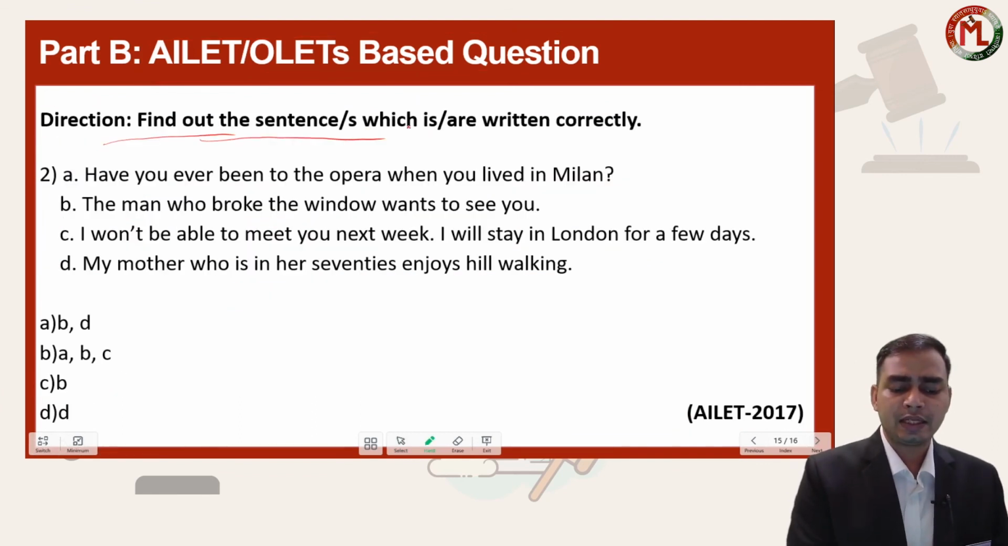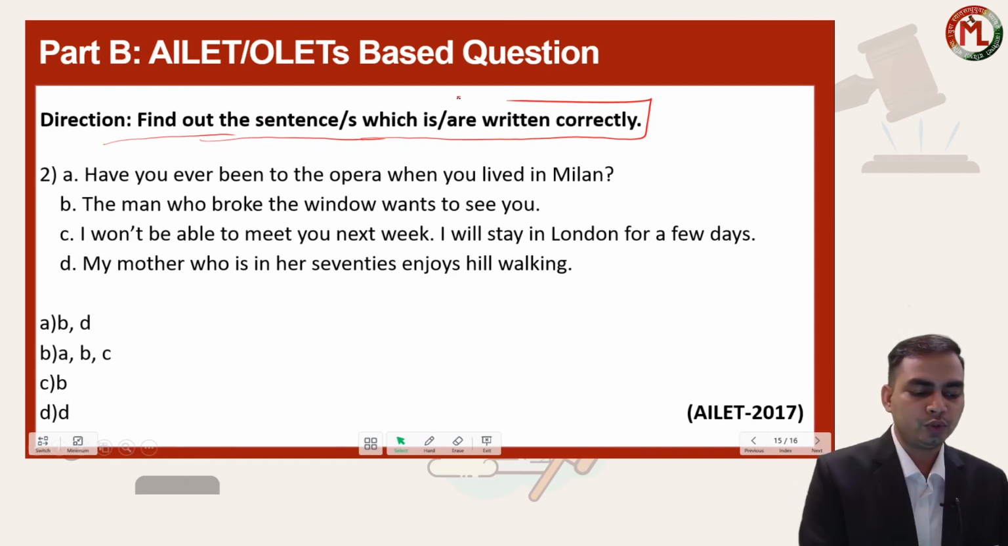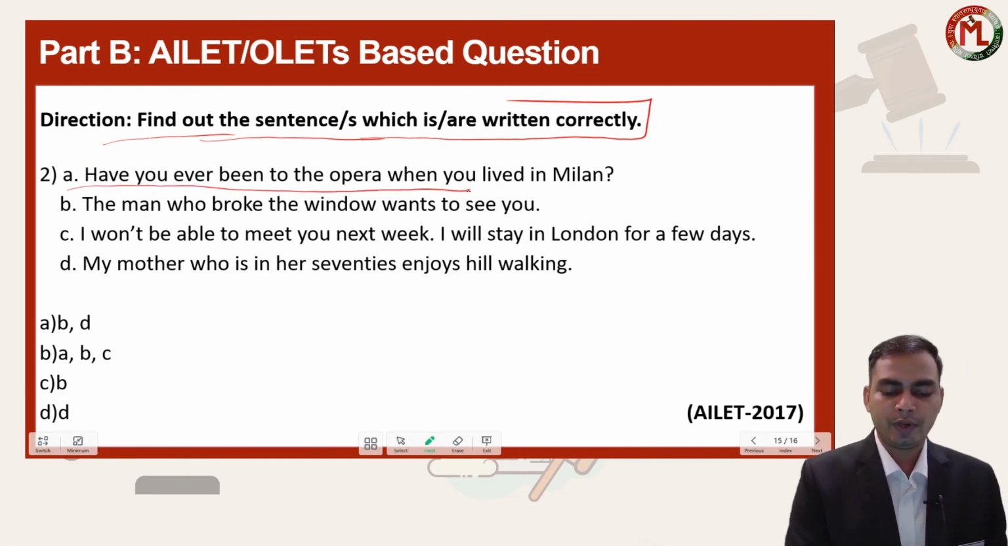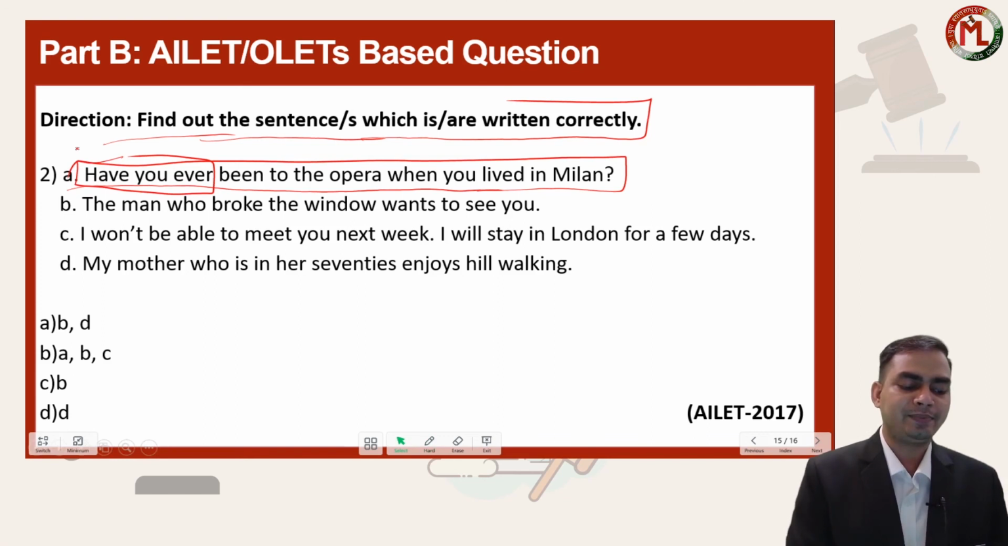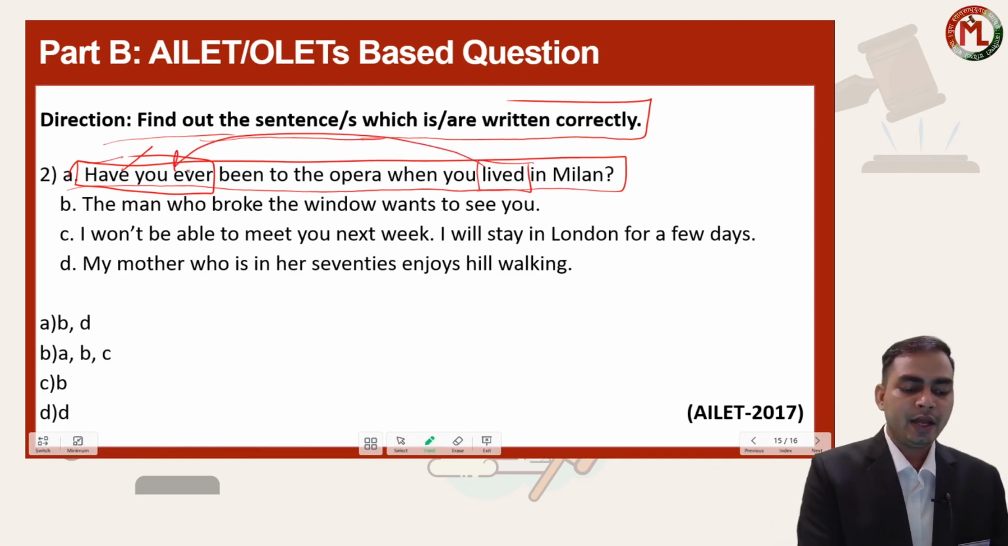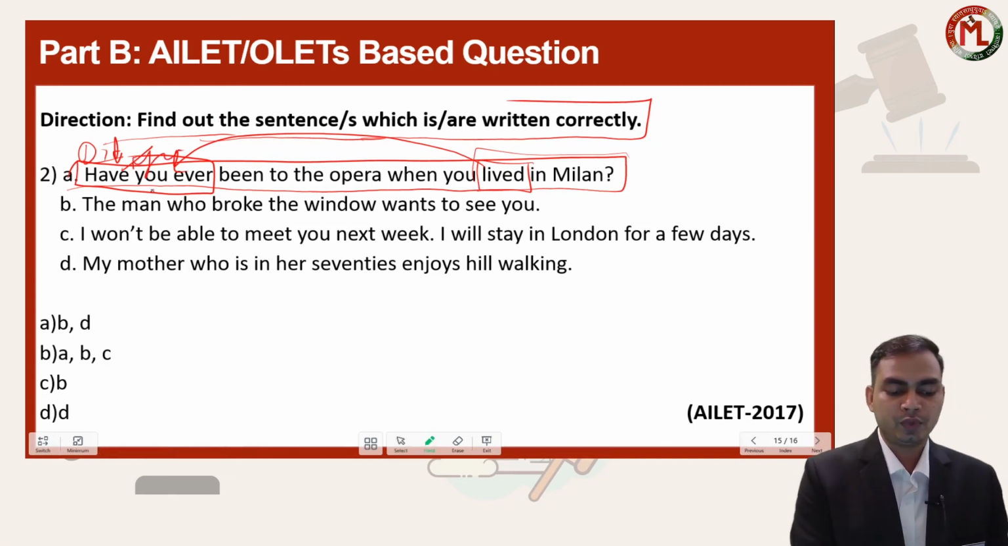Next question is to find out the correct sentence, with the same instruction again. Let us go through the words. Have you ever been to opera when you lived in Milan? So again, this particular clause has present perfect tense, so you have to have the same tense here, and it says you lived in Milan. So either you make it "did", because the sentence is in past tense, so you have to say, did you ever go to the opera when you lived in Milan. So then this sentence will be correct.